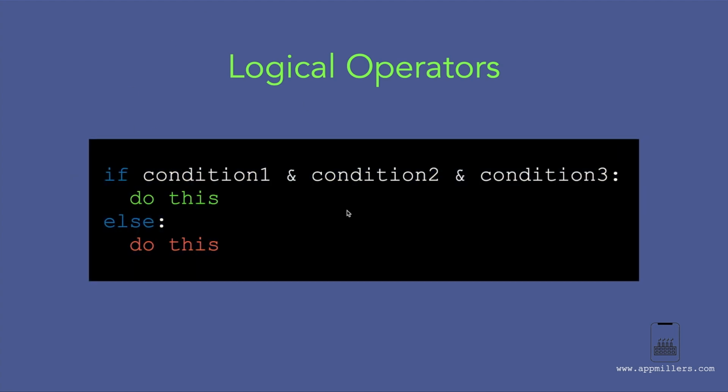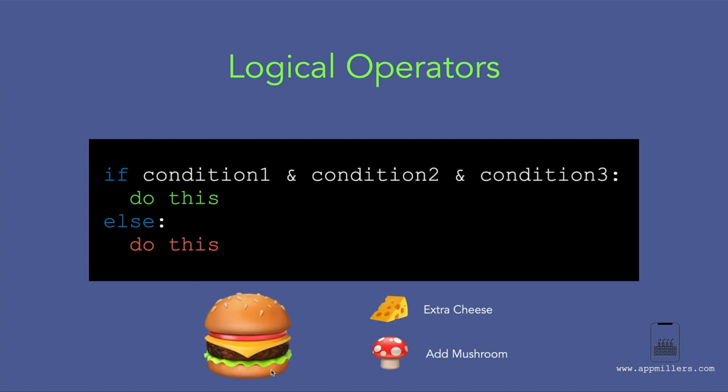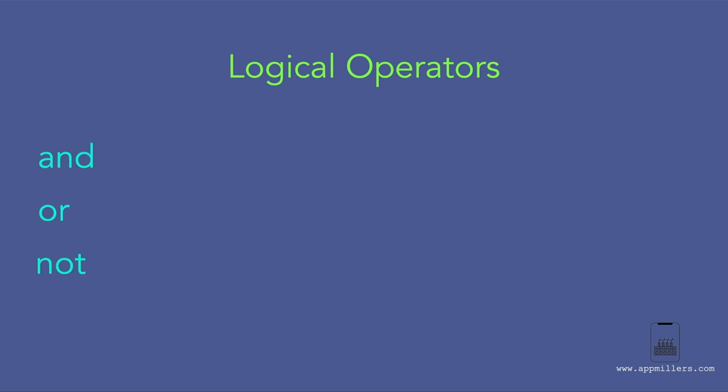If we have three different conditions and we want to put all of them in the same line, we need to use logical operators. Let's say in our burger order example, the user wants a large burger and they ordered extra cheese and mushroom. How can we put all of these conditions in the same line of code? For that, we are going to use logical operators. There are three main logical operators that are really useful: and, or, and not.